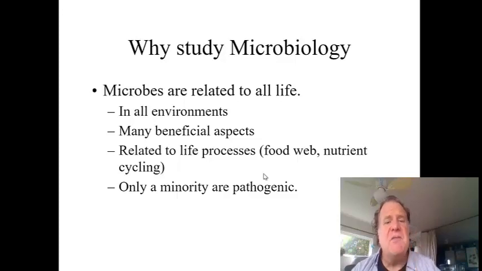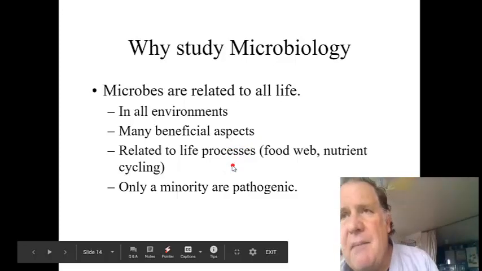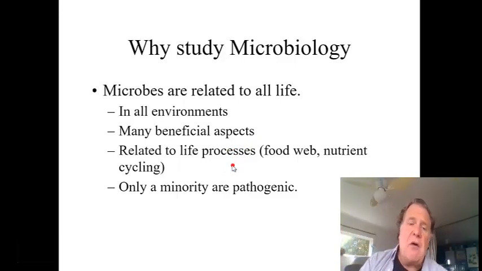Again, microorganisms have a relatedness to life process, and that is the food web. A lot of what we eat depends on microorganisms and nutrient cycling. We'll talk about these things a little bit later. But the carbon, phosphorus, and nitrogen that you have is cycled in the process. Microorganisms are related to our life process. So when we study the biochemistry of microorganisms, we're studying our own biochemistry.